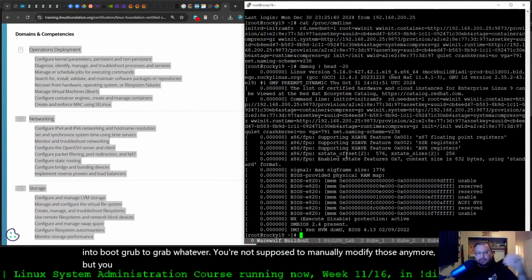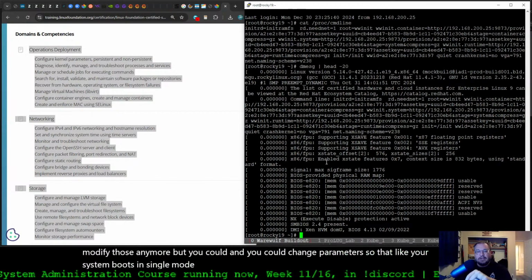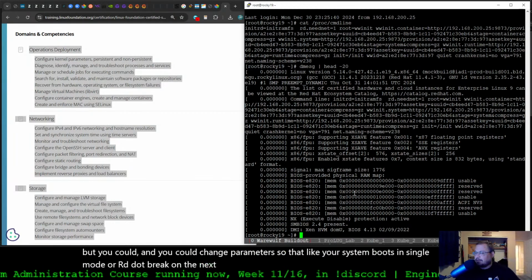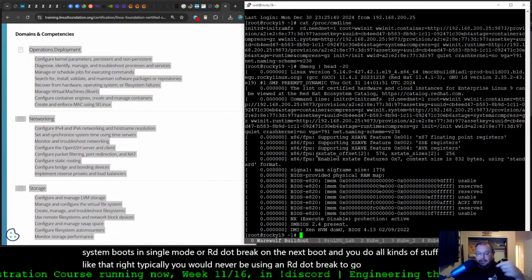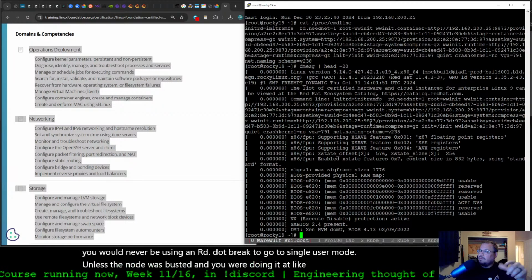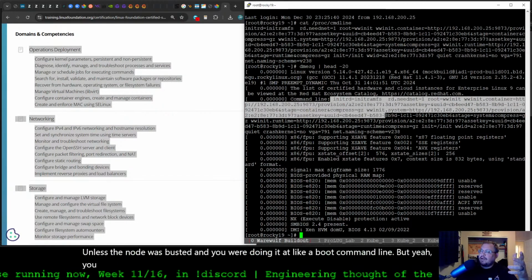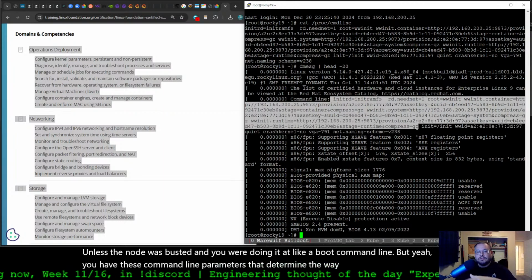And you could change parameters so that like your system boots in single mode or rd.break on the next boot. And you do all kinds of stuff like that, right? Typically, you would never be using an rd.break to go to single user mode unless the node was busted and you were doing it at like a boot command line. But yeah, like you have these command line parameters that determine the way that your kernel boots on startup.